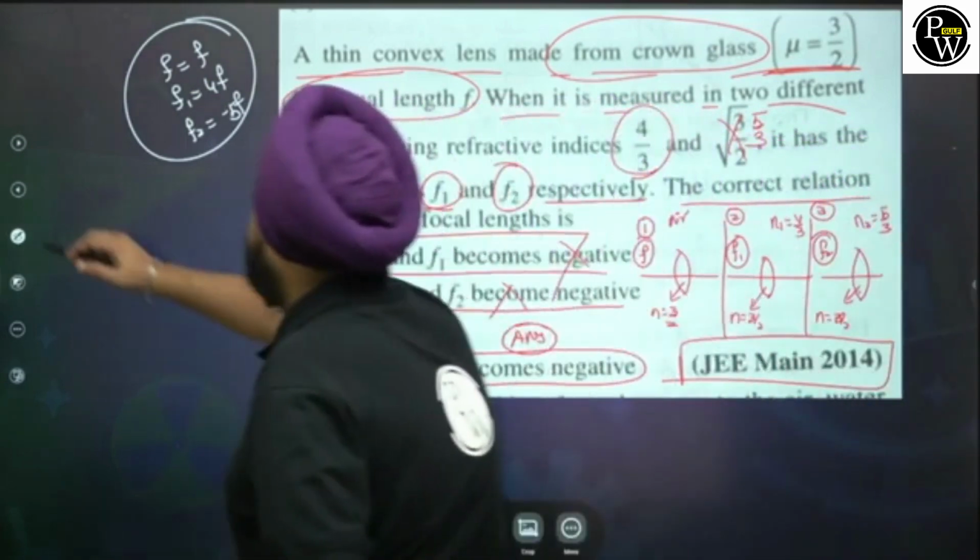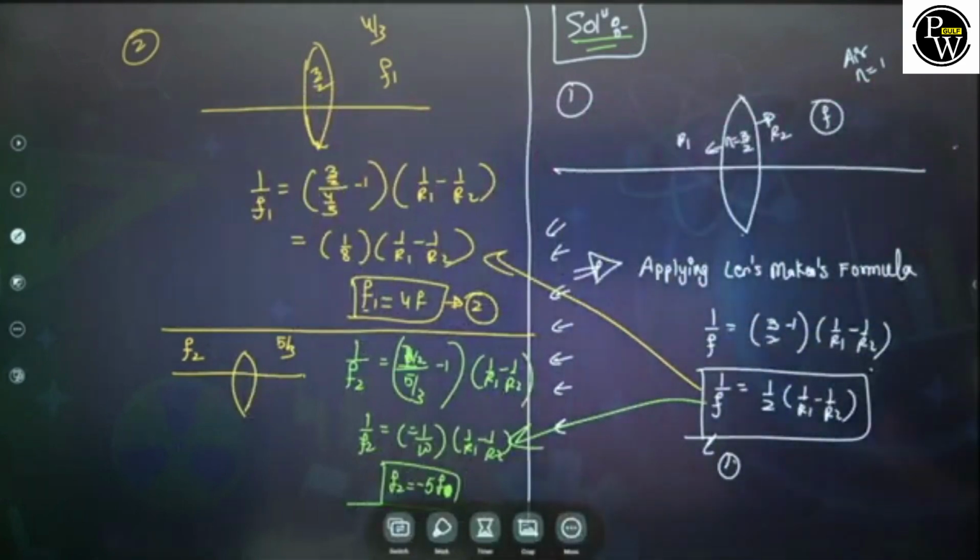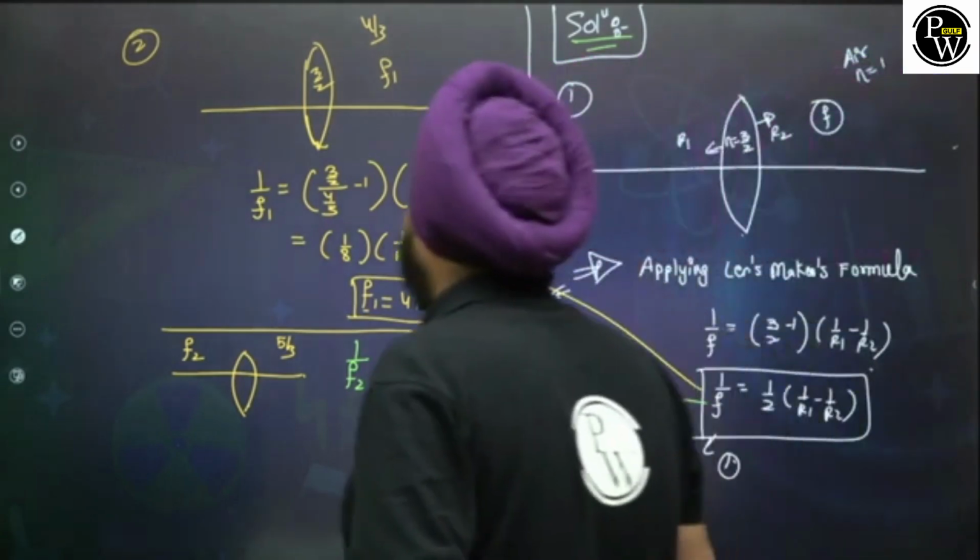I'm moving aside. If you just note this down, you can note this down, and the countdown of 10 seconds. 10, 9, 8, 7, 6, 5, 4, 3, 2, 1. Let's move on to the next question.